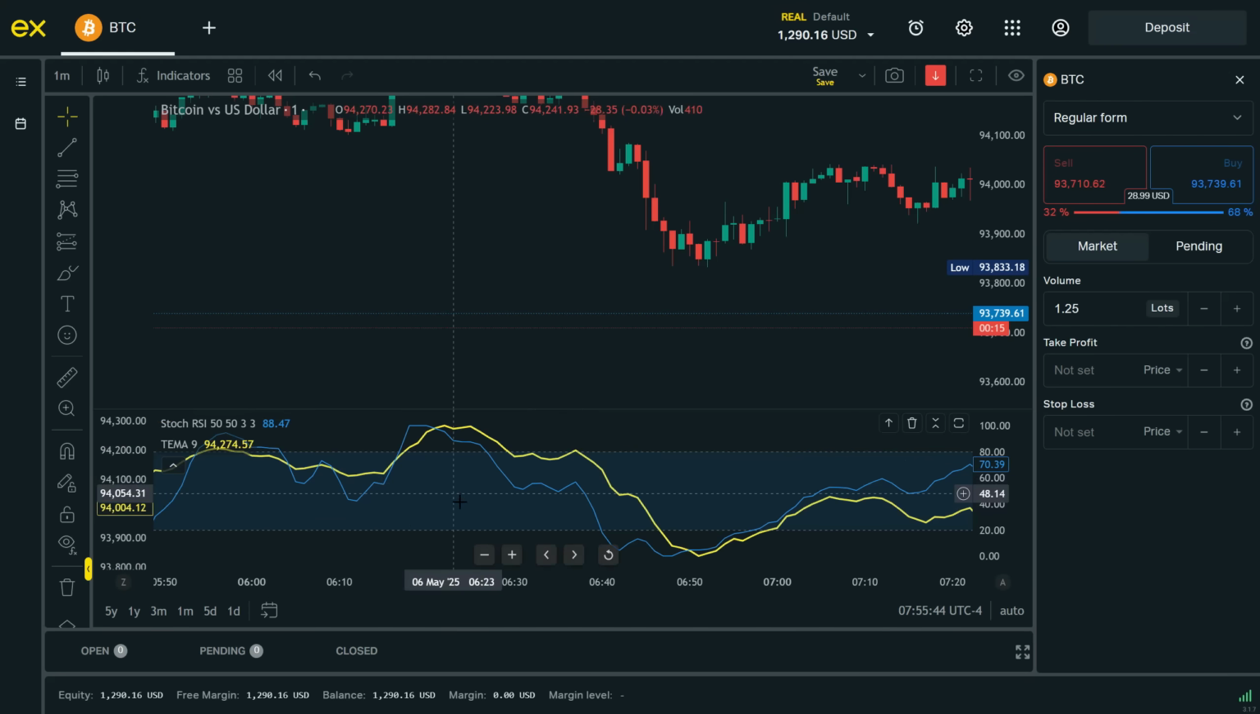And there you have it, a clean, focused setup with the stochastic RSI and TEMA working together to give us clear reversal signals. This combo is simple, effective, and easy to follow, exactly how trading should be. Now that the setup is ready, let's dive into how to read the signals and make confident entries. Let's go.